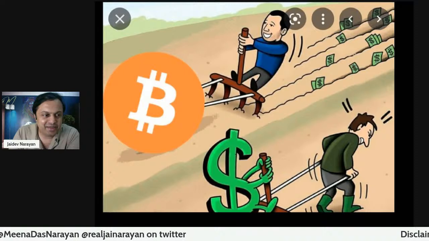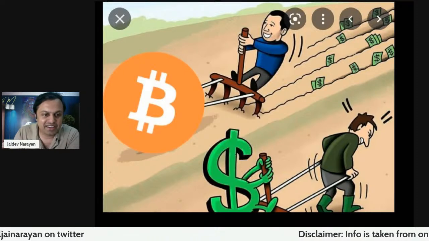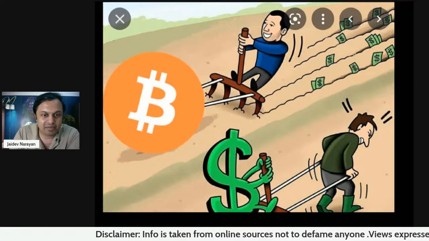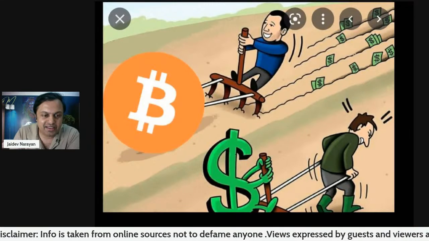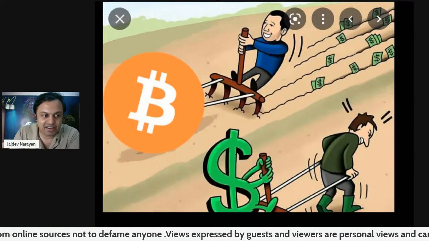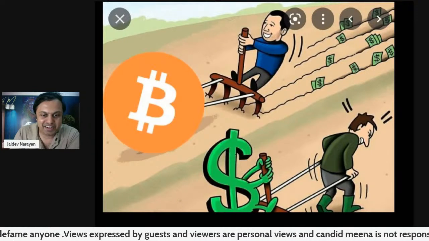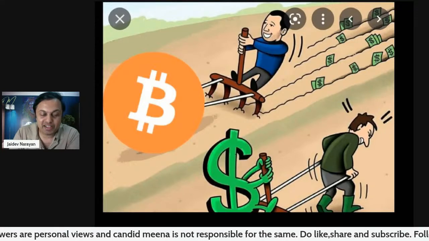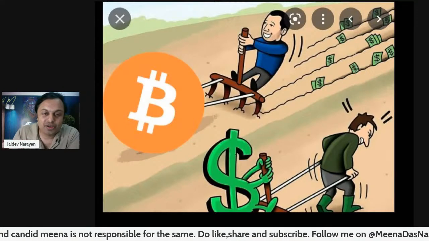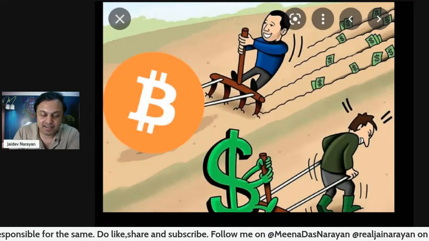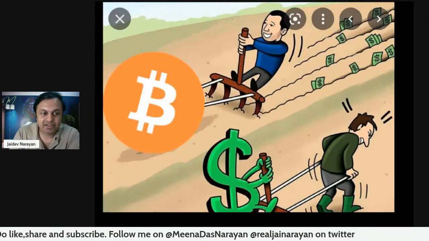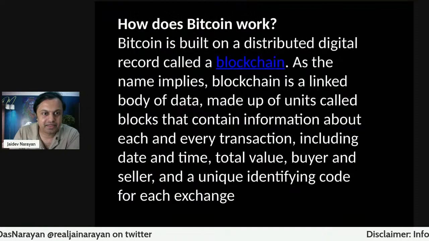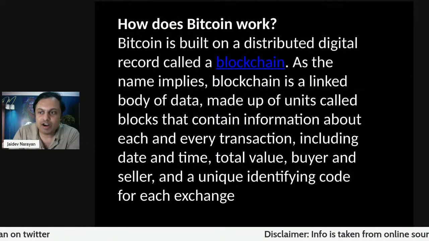Here's an interesting cartoon which I found: the person riding Bitcoin is happily making a lot of money, and the person who is investing in the U.S. stock market is struggling. But again, as you know, there's always a timing as to how to make money, whether it is the stock market or cryptocurrency. We'll come to that later. Now we'll see how Bitcoin works.